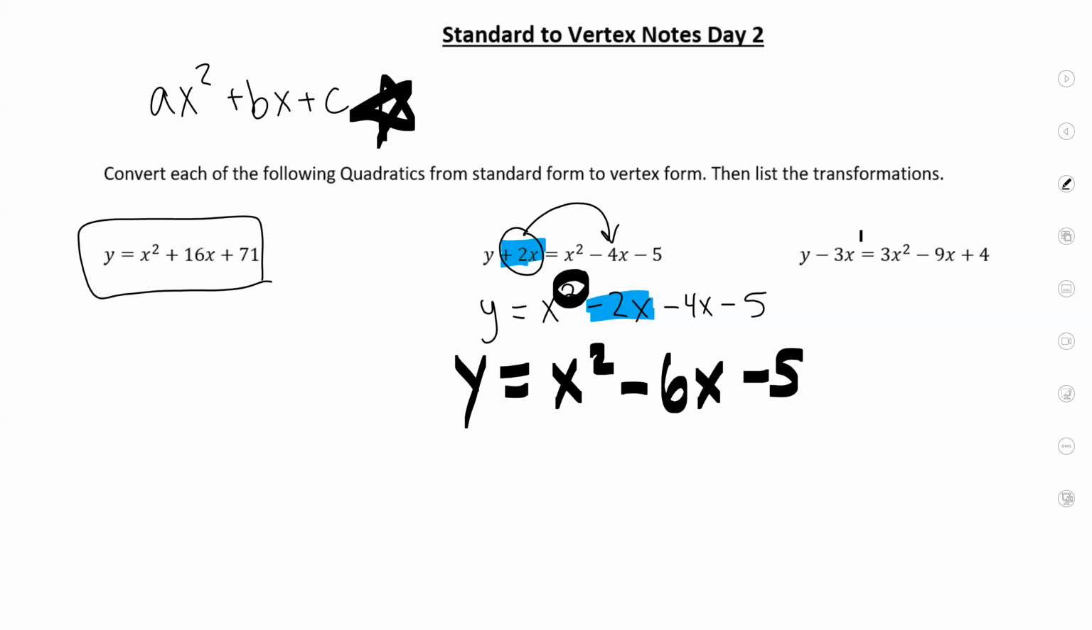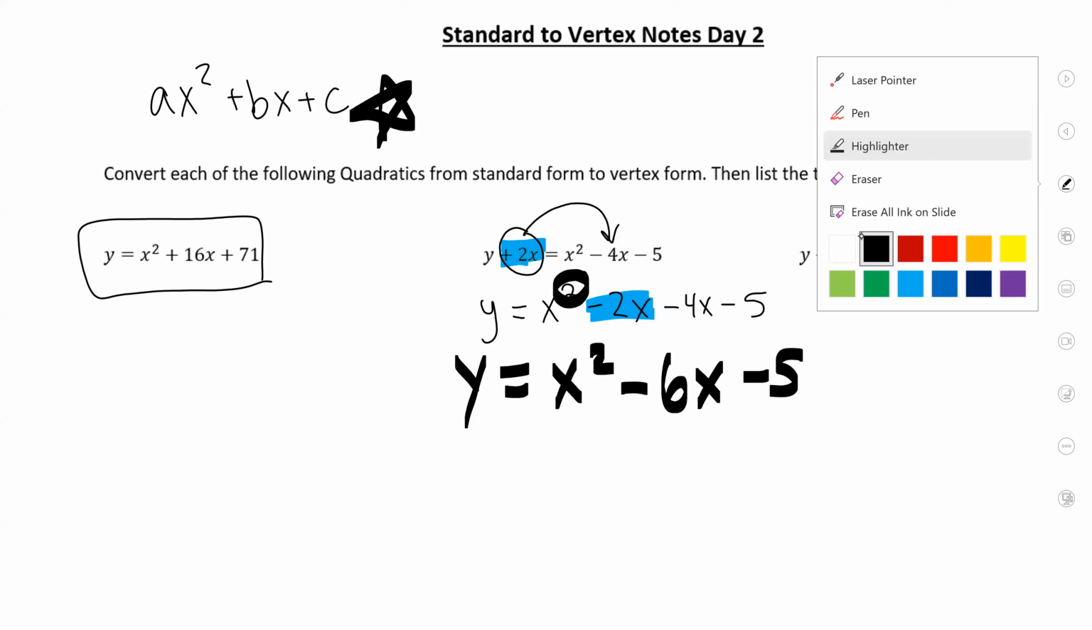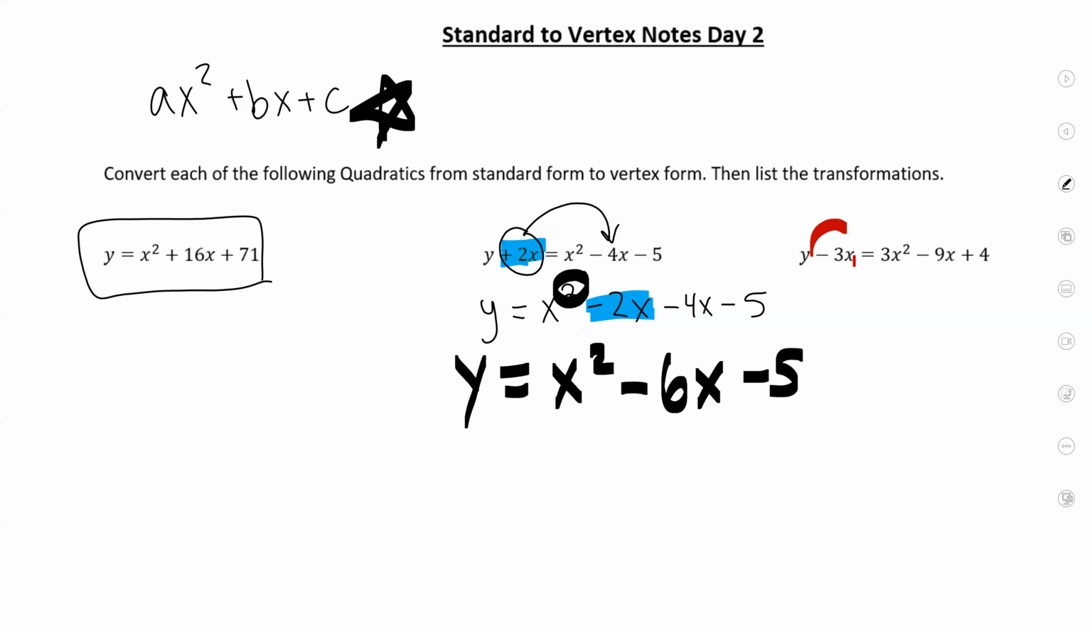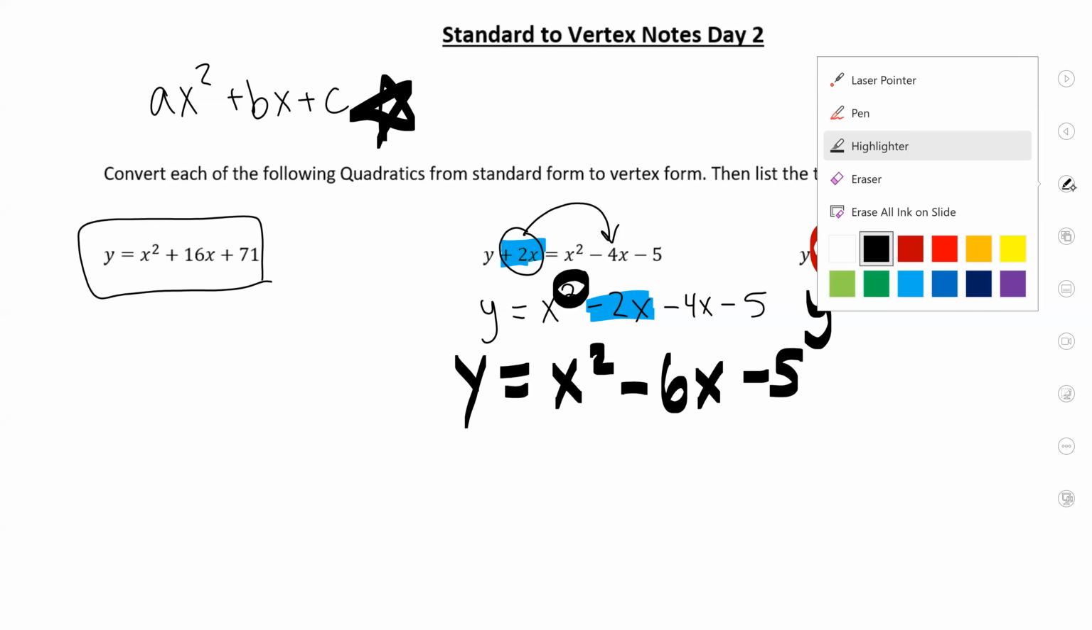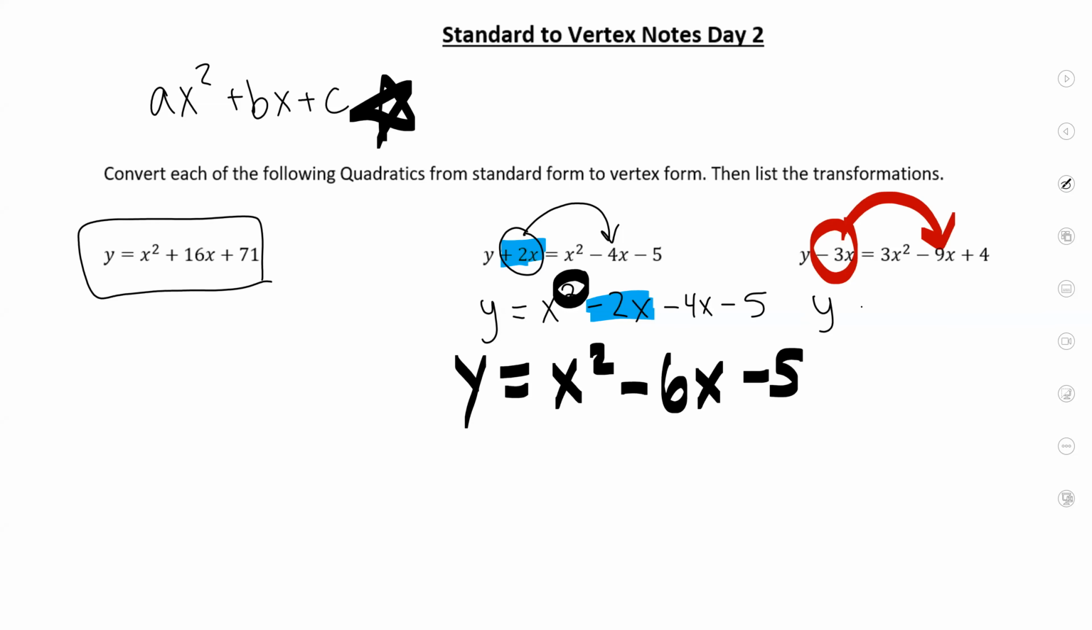All right, next one. I'm going to do this one over here. Everyone circle this negative 3x. We're going to move it to this side. When I do that, what will happen to this negative 3x? It'll become a positive 3x. So I'm going to have y equals 3x squared. That's from right here. That stays the same. Now, this minus 3x, when I move it, will become a positive 3x. I still have the minus 9x plus 4.